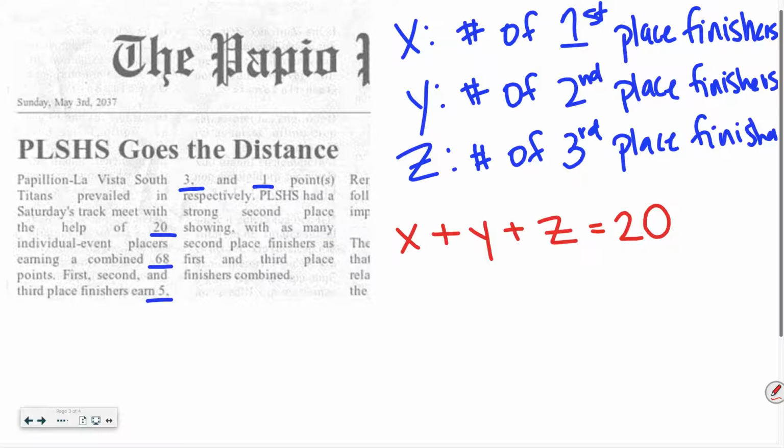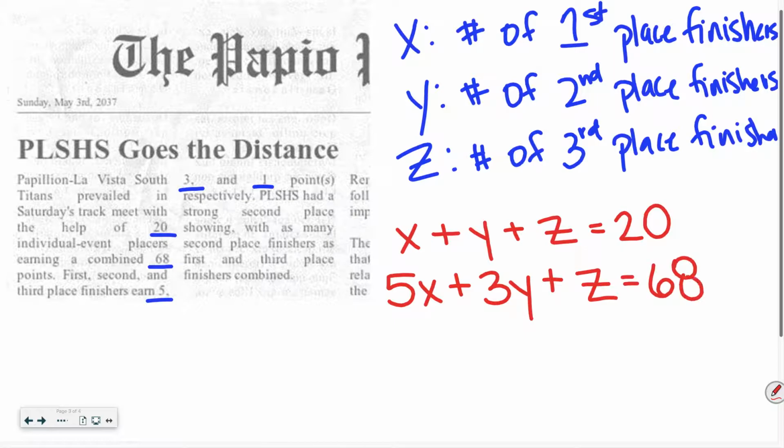Okay, it says first place gets 5 points, second place gets 3 points, and third place gets 1 point. So we have 5 points times each first place, 3 points times each second, 1 point times each third place, for a total of 68 points. Do you see how the coefficients of my variables involve points? And it equals number of points. Everything's consistent through that equation.